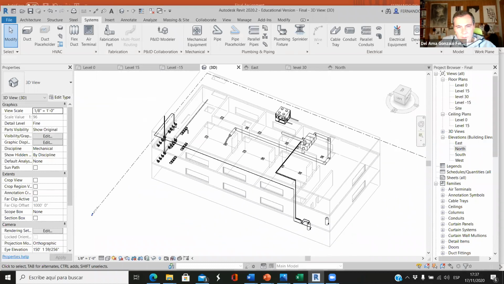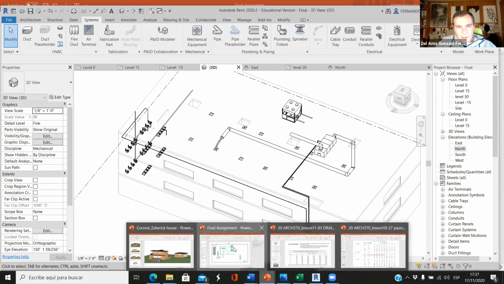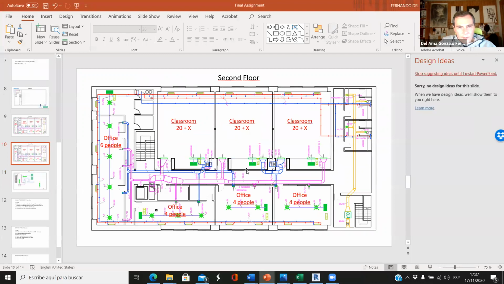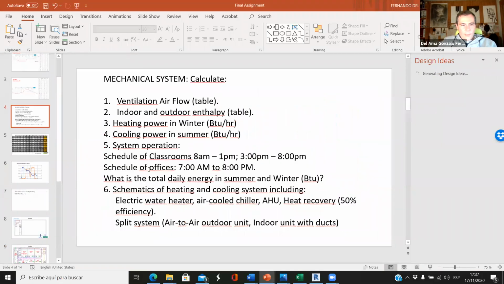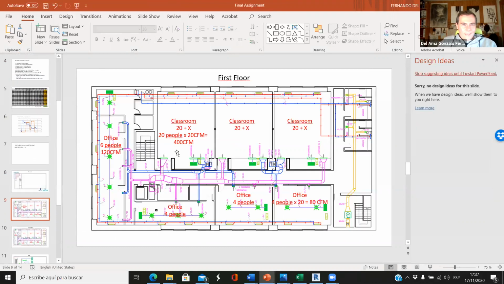So that's why I wanted to show you all the components of the building. And we are not done yet, because the last thing to insert is, you see that we have other heat pumps here. And in the classrooms and the offices, we have these green rectangles. So this is a split system. Okay, so it's written here that we have a split system with an air-to-air outdoor unit and indoor unit with ducts. I will explain this on Thursday, but it's like a backup.